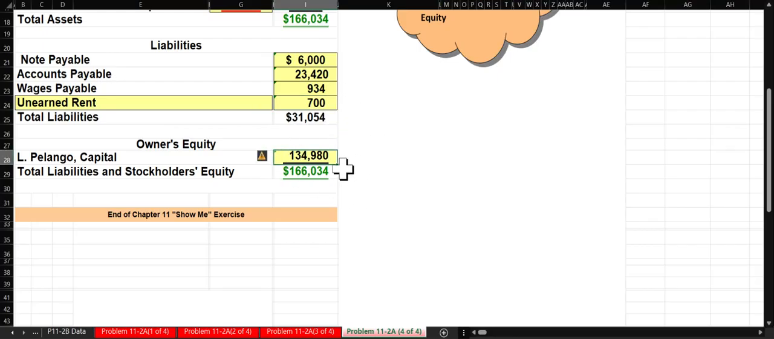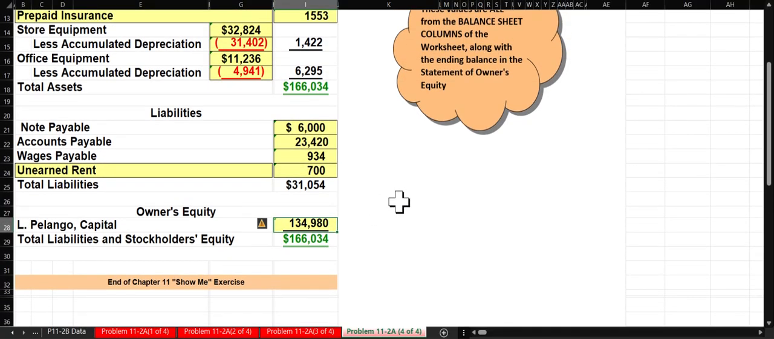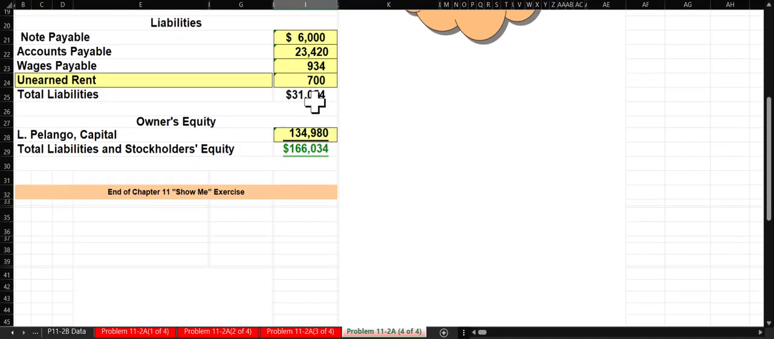And finally, notice that the amount that I show here is the balance that was taken from the statement of owner's equity. How do I know that my work is correct? Well, total assets equal the sum of total liabilities plus total equity.